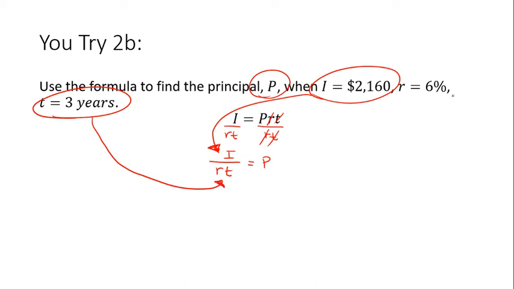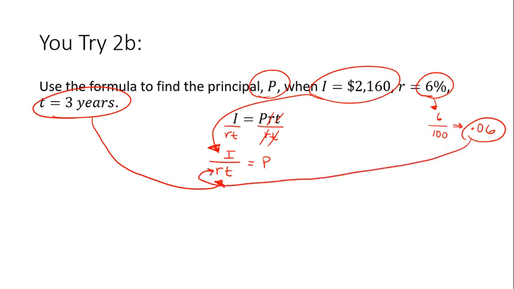Now what about this R is equal to 6%? I want to convert this percentage to a decimal. I remember that percentages are numbers that are out of 100. So this is like saying 6 out of 100. 6 out of 100 I can convert to a decimal, and I'll get 0.06. I'm going to take that 0.06 and plug it in for R.